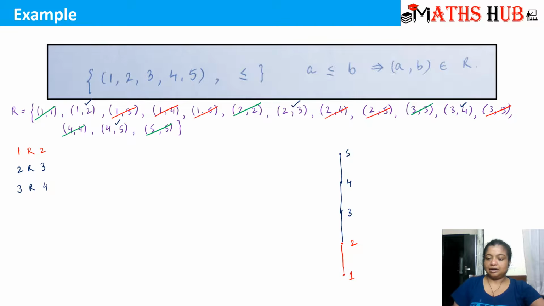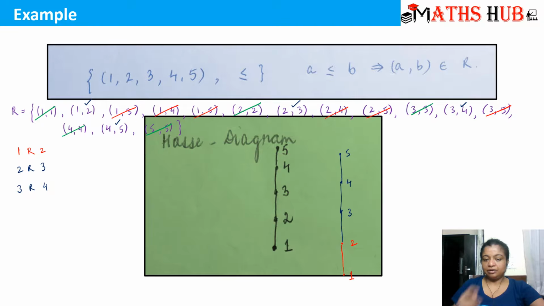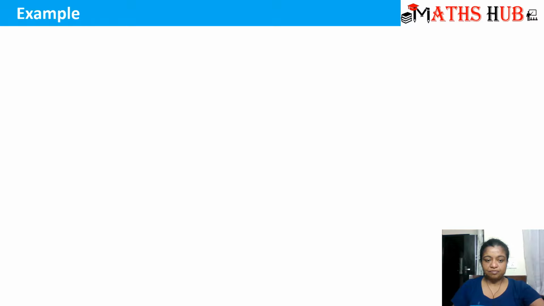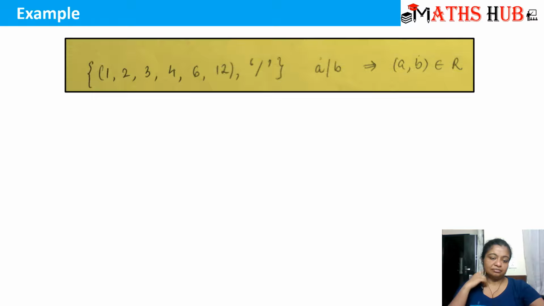Right. Okay, I'll just explain one more example with you, and I'll give you some exercises to practice. So now we have 1, 2, 3, 4, 6 and 12, and we have the relation as divisor. Now what is the meaning of this divisor? Divisor means that if I have two elements in the relation, that means A divides B. And what is the meaning of A divides B? That means B should be a multiple of A, right?